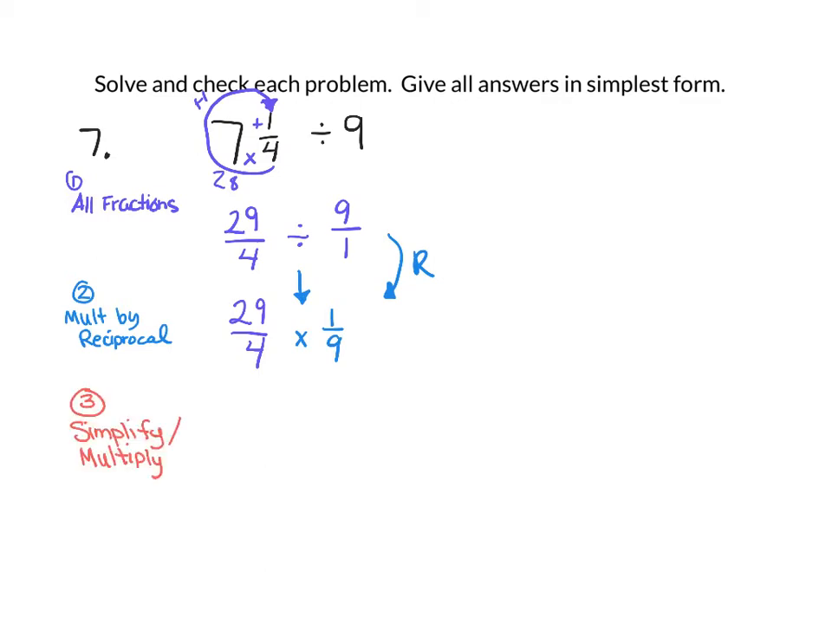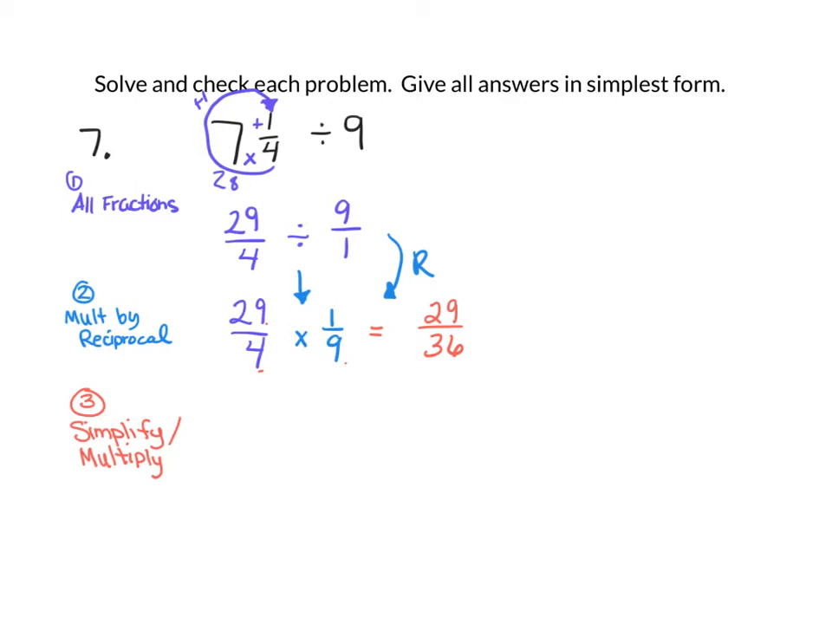So I see I have a 29 and a 9. Nothing can cross-cancel there. And I have a 4 and a 1, so nothing can cross-cancel there. So I can't cross-cancel, so now I'm going to multiply straight across. So I have 29. And then 4 times 9 is 36. Now this is a fraction, and I can't simplify or do anything, so this would be my final answer.